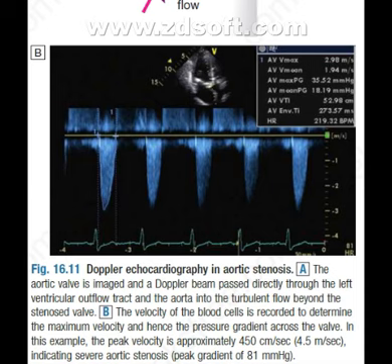In picture B, the velocity of the blood cells is recorded to determine the maximum velocity and hence the pressure gradient across the valve. In this example, the peak velocity is approximately 450 cm per second, 4.5 meters per second, indicating severe aortic stenosis, peak gradient of 81 mm mercury.